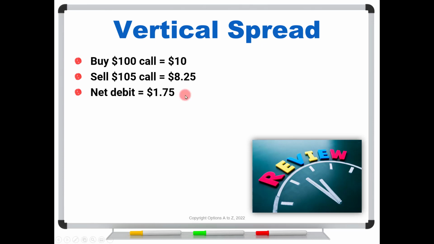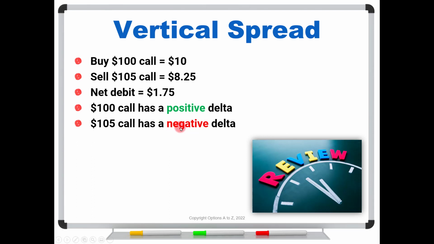Now here's where traders get confused. Your $100 call that you bought does have a positive delta, but the 105 call that you sold has a negative delta. Why? Because everything is reversed when you sell an option. See, traders always assume that call options have positive delta. Well, that's not necessarily true. Long call options have positive delta. But if you sell the option, it flips.